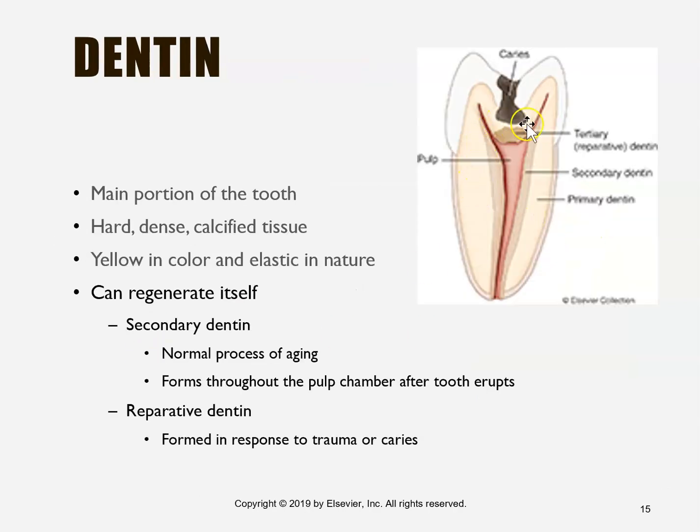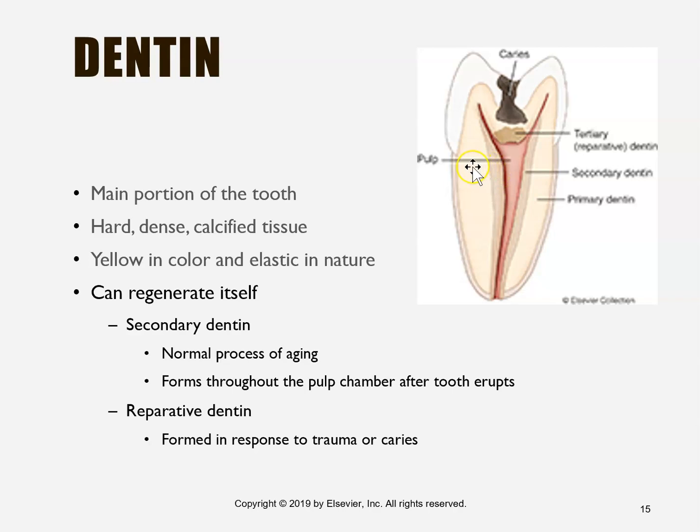Dentin is the inside, and so this is what you see here. It's usually yellow in color, and over time it can regenerate. That means over time we can get more and more dentin. So primary dentin is our original dentin, and then secondary dentin, that's right here. And what's unique about the secondary dentin is that it grows over time.